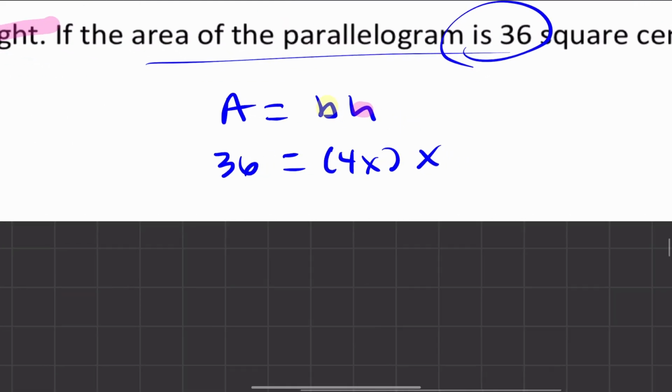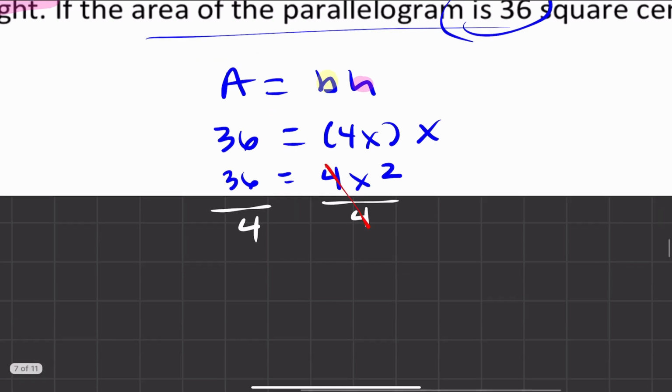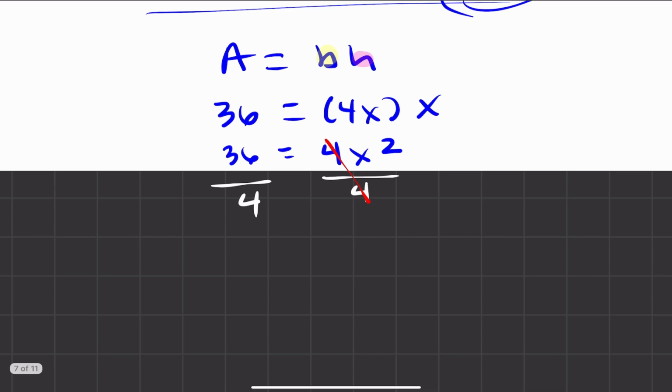Alright, so look at the right hand side of the equation. We have 4x times x. Let's ignore the 4. What's x times x? That's x squared. Then we're going to put the 4 there. So 36 equals 4x squared. I got to divide both sides by 4 here. Okay? So the 4's will cancel out. 36 divided by 4, that's 9. So 9 on the left-hand side is equal to x squared.